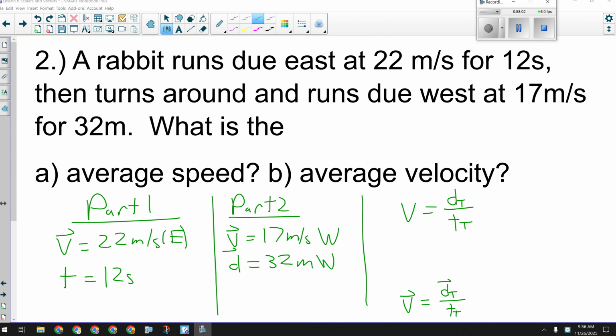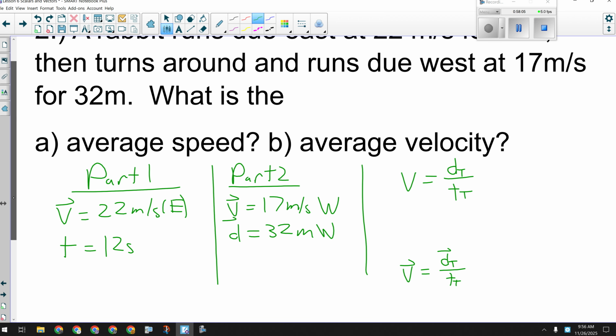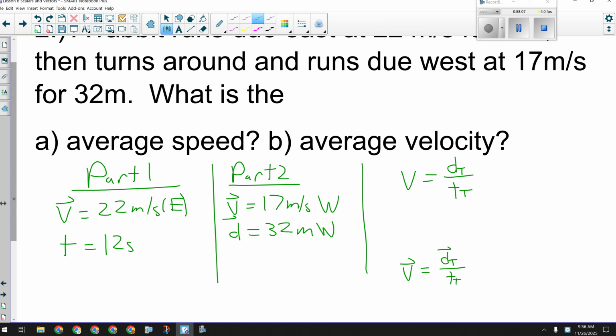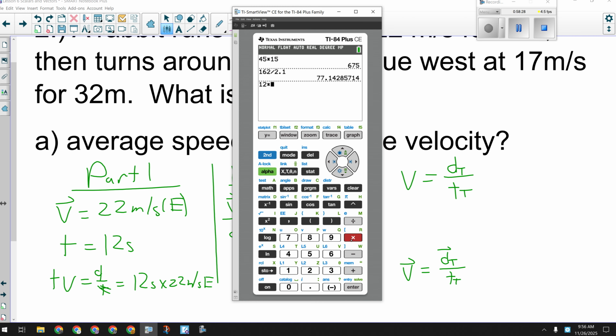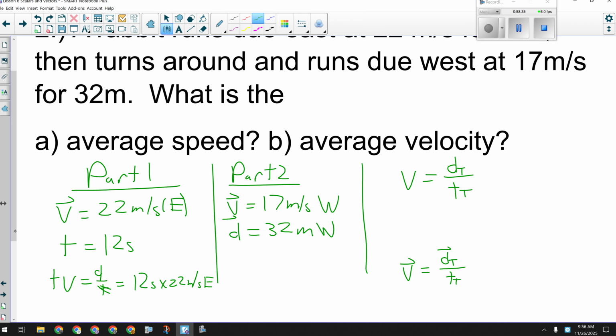All right, so I need the total displacement and the total distance. I don't have distance for part one or displacement for part one, but I can solve for it by taking V equals D over T and solving for D. So that basically means multiplying both sides by T. I'm going to take my 12 seconds and multiply it by 22 meters per second east. So 12 times 22. In part one, the rabbit is going to run 264 meters east.